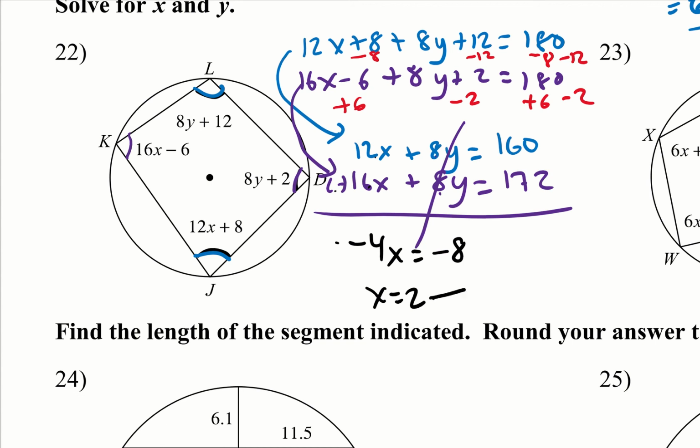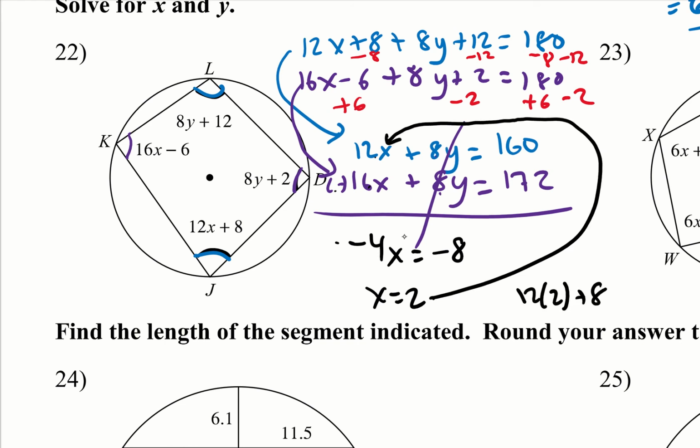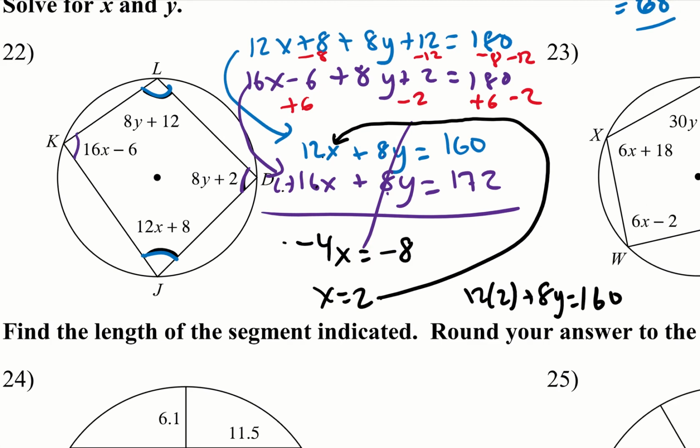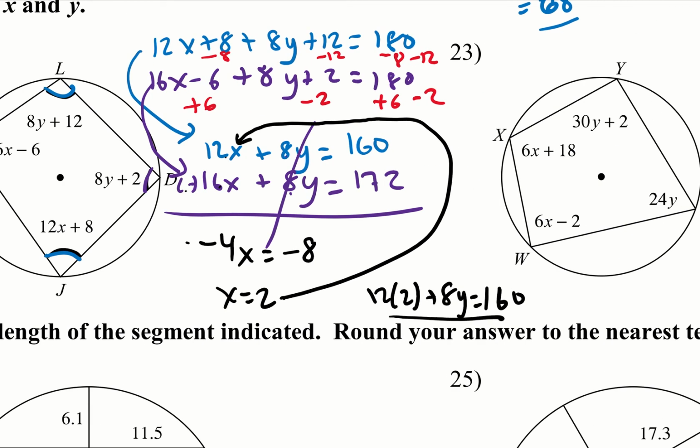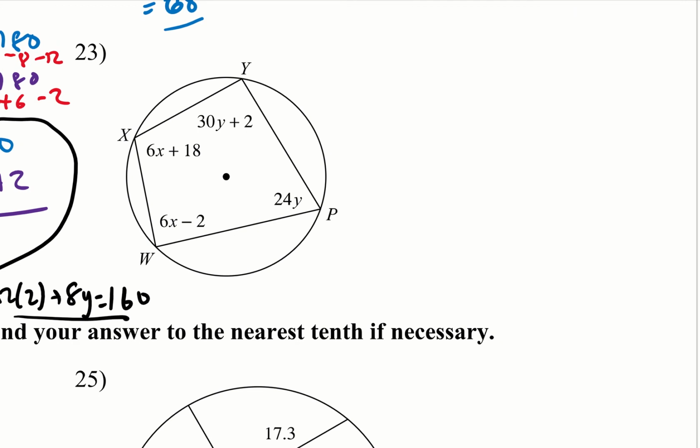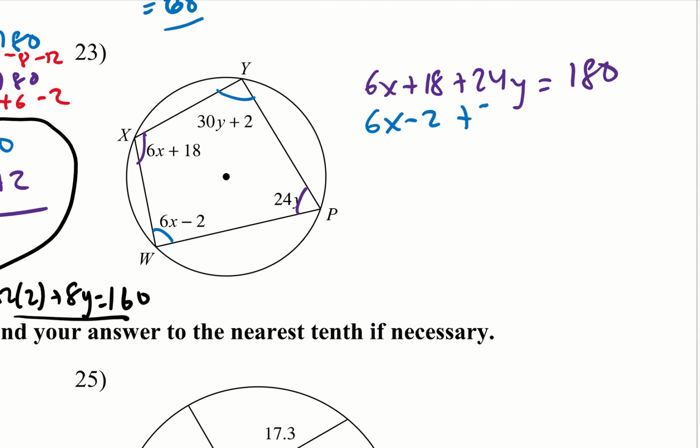To figure out y, you're going to plug this into either one of these equations. So we'll plug it in there. We got 12 times 2 plus 8y equals 160. And then I'll leave it to you guys to solve for y there and get the solution for both. All right, so we got 23 here. We're going to do this and do that. So we got 6x plus 18 plus 24y equals 180. Then we got 6x minus 2 plus 30y plus 2 equals 180.